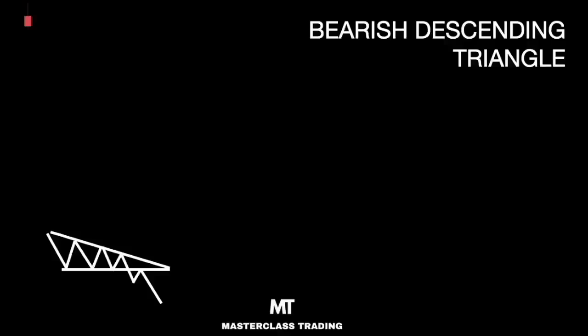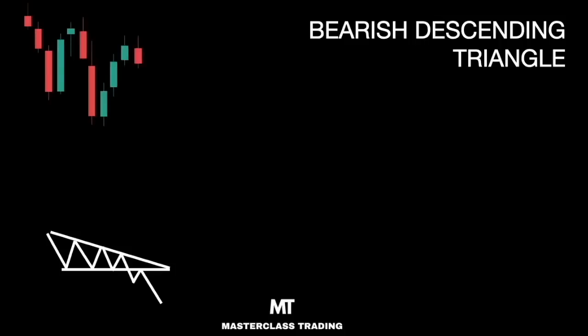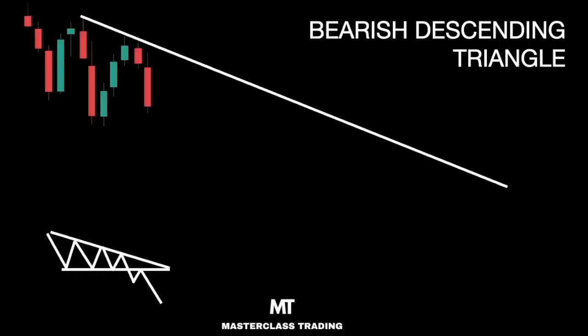Hello traders, in this video we are going to analyze the bearish descending triangle. The descending triangle is a bearish chart pattern that is found during a continuation of a downtrend, and it is made up of a horizontal support line and a diagonal resistance line. The descending triangle is a consolidation pattern where the lows remain the same, whilst the highs consistently move lower until they become very close to the lows and eventually break the support level for a trend continuation.